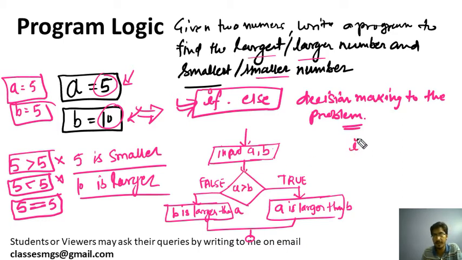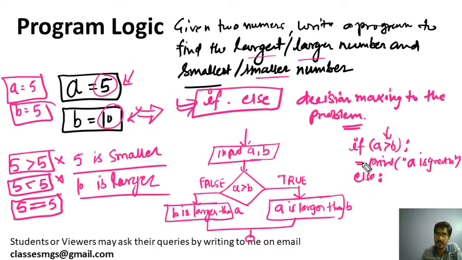So how will the program be written? If A is greater than B, then we will print A is greater. Otherwise we will write else, the false case. If this condition is true, then the true case will execute, and if this condition is false, then this part will be executed, print B is larger.